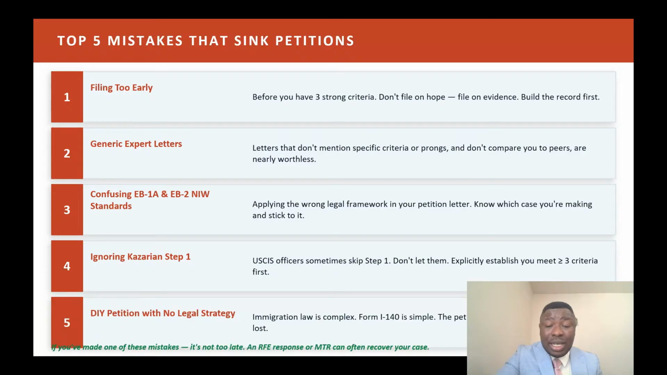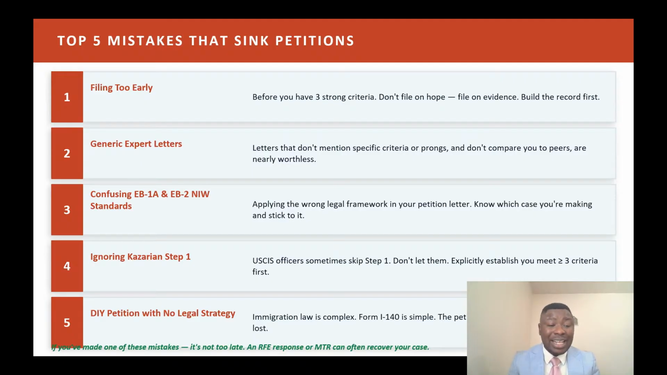Applying the wrong legal framework in your petition letter. Know which case you are making and stick to it. If you are going for EB1, there is an EB1 standard. If you are going for EB2, there is an EB2 standard, and you need to stick to the right standard.